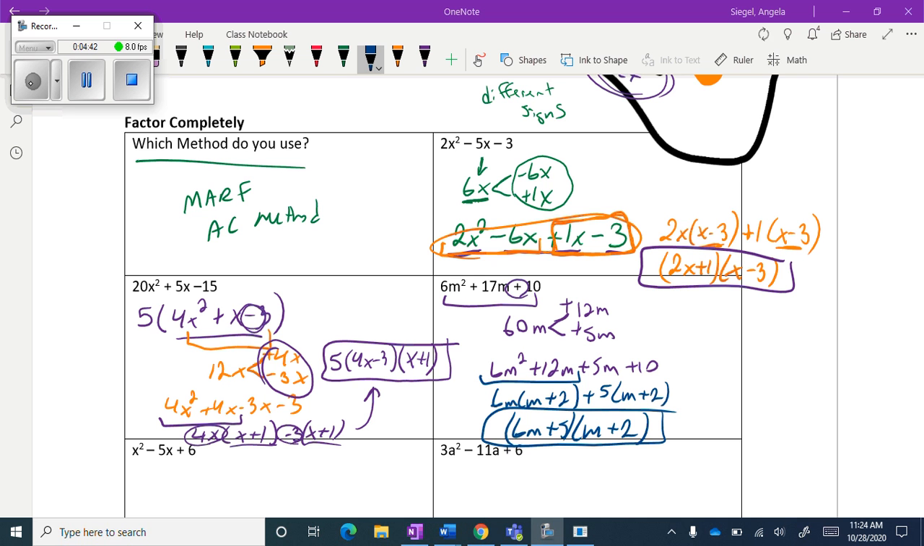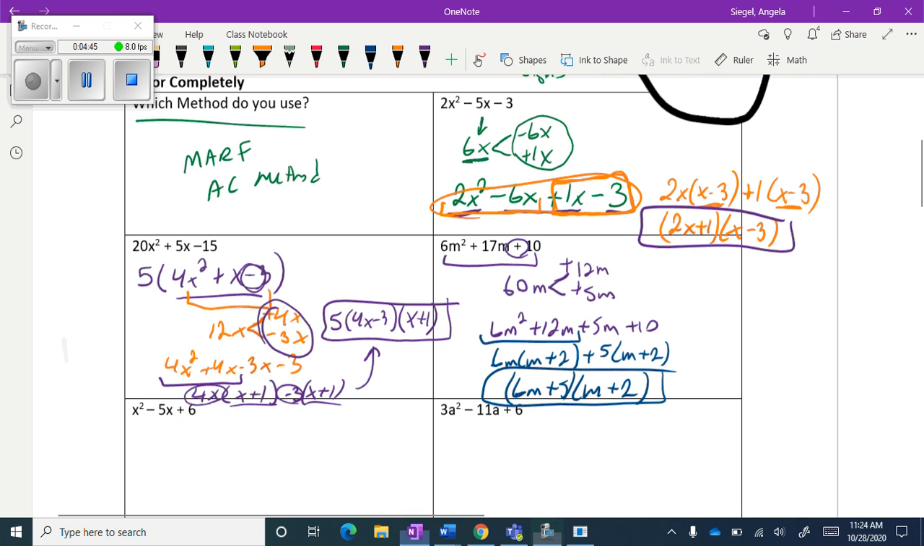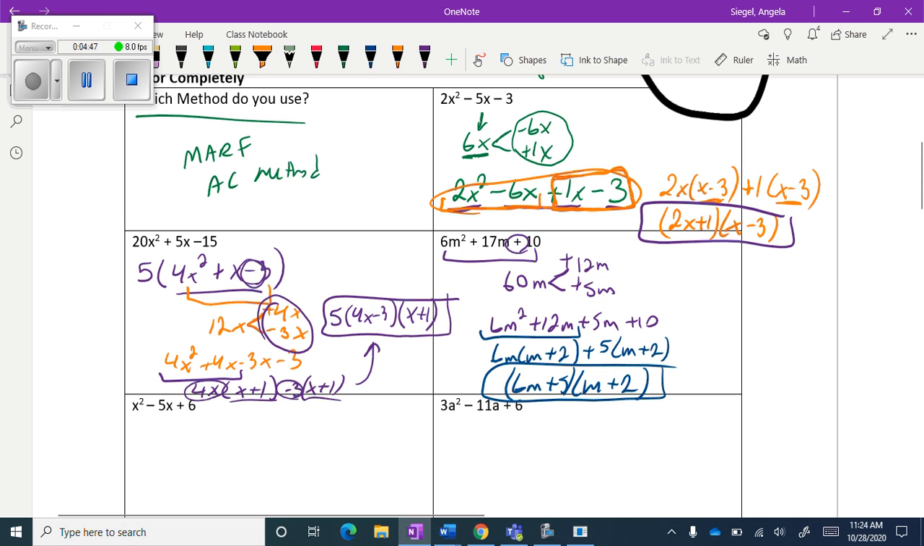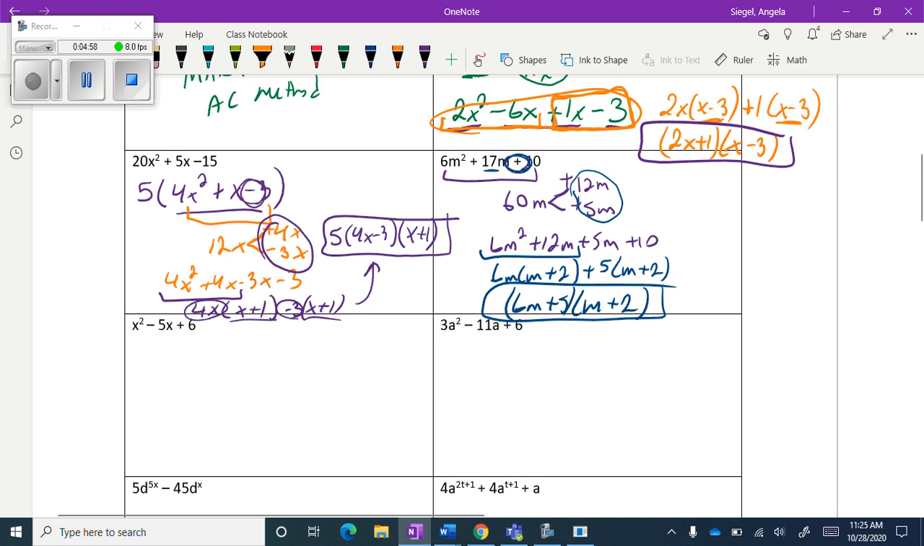Okay, and so you should have gotten 6m plus 5 times m plus 2. Notice this means the same sign, and I'm going to add these two together. So 12 plus 5 is 17 to get that middle one. Okay, so go ahead and try this one.